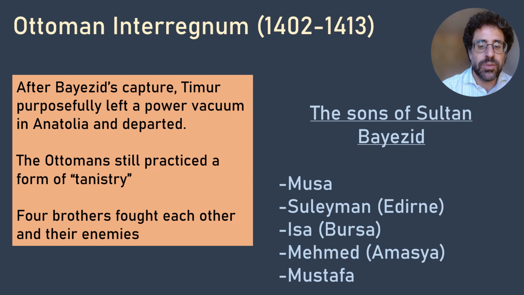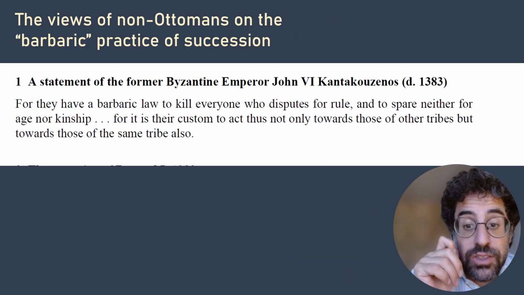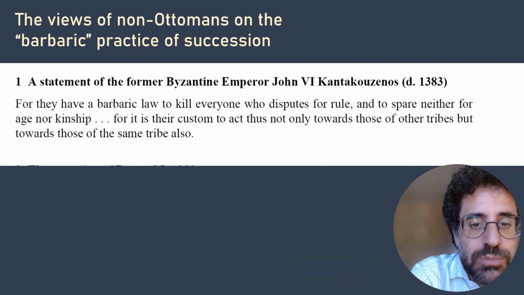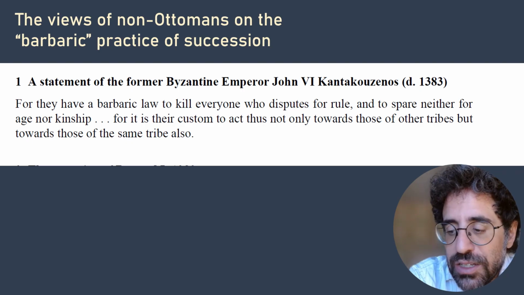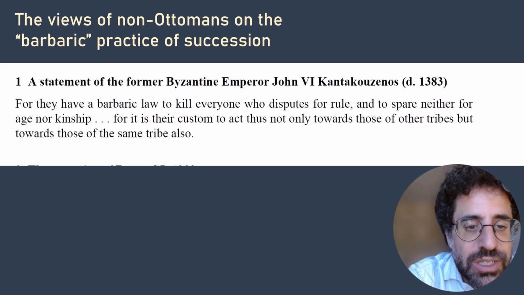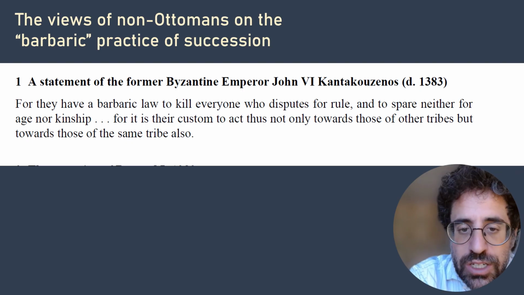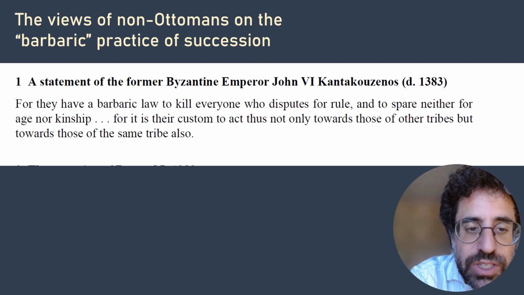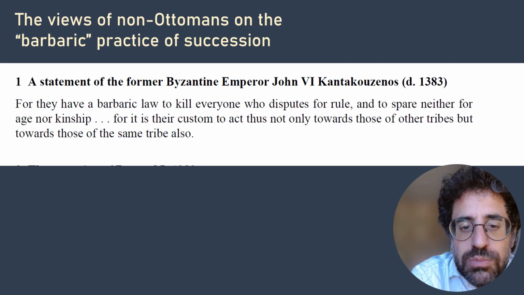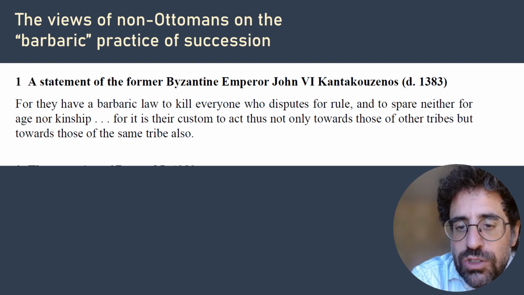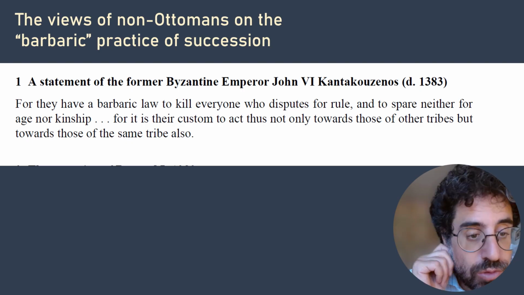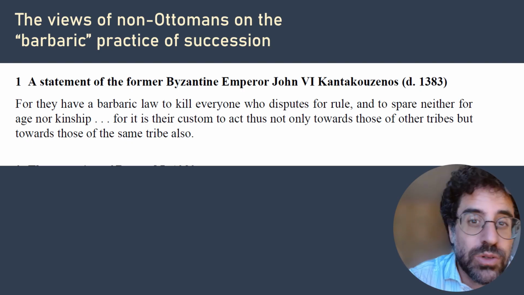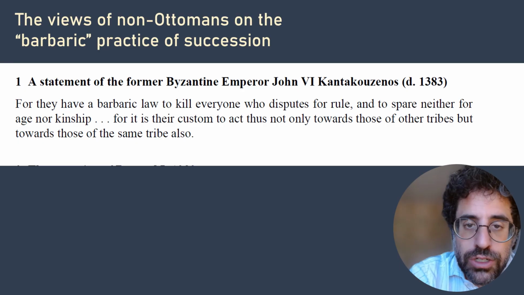We'll get into it. Now, back in the day, everyone noticed that the Ottomans had this particularly bizarre form of succession, with the former Byzantine Emperor John Cantacuzenus calling it a barbaric practice. He said, "For they have a barbaric law to kill everyone who disputes for rule, and to spare neither for age nor kinship, for it is their custom to act thus not only towards those of other tribes, but also toward those of the same tribe also." So what he's saying is that these guys kill each other to remain king.